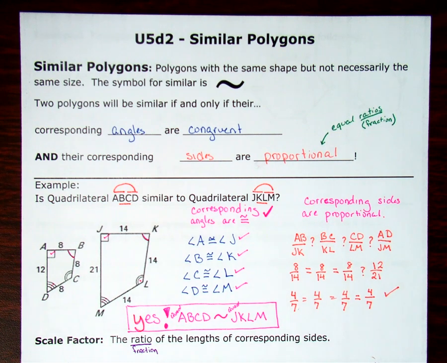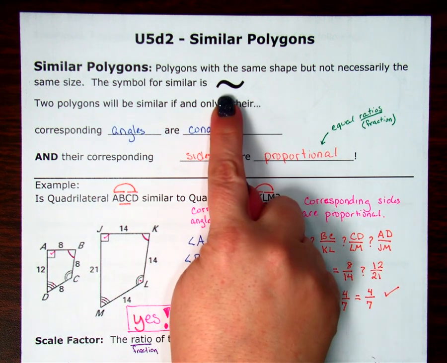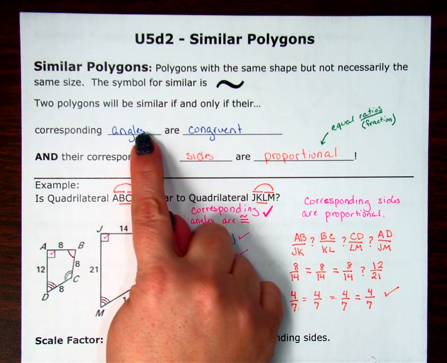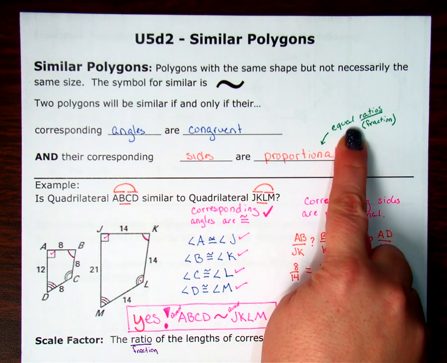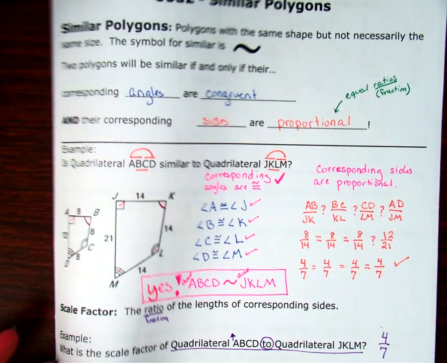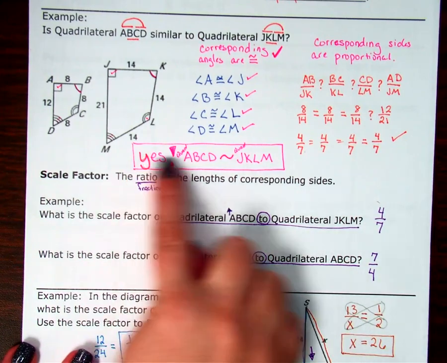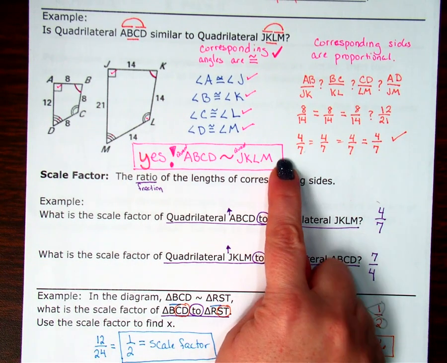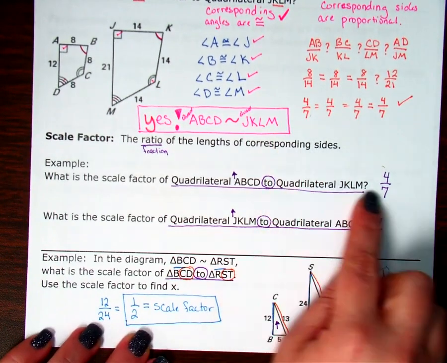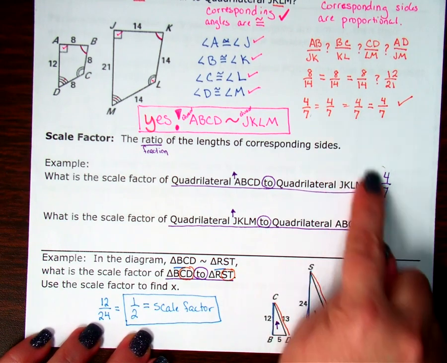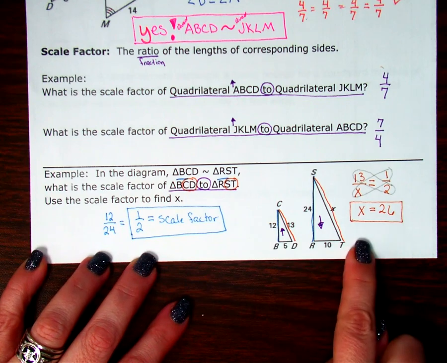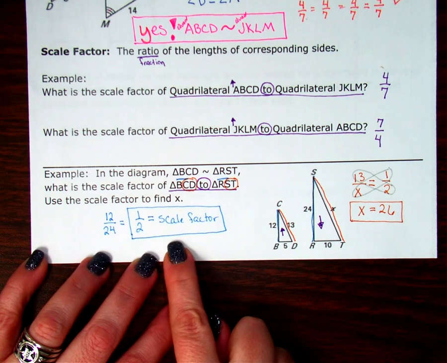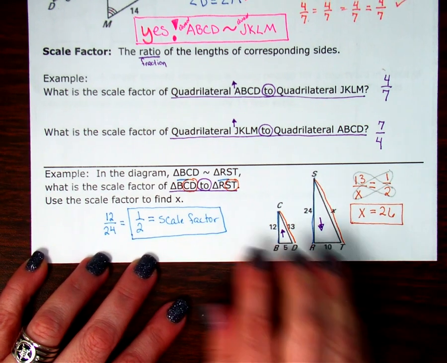Welcome back. In the first two videos, we talked about what it means to be similar and the shape that our angles are going to be congruent and our sides are going to be proportional, equal ratios or equal fractions. And we looked at determining whether something is similar or not, and then using the proportions to find scale factors. And then in the second video, we actually did this example where we found a scale factor and used it to find a missing side.